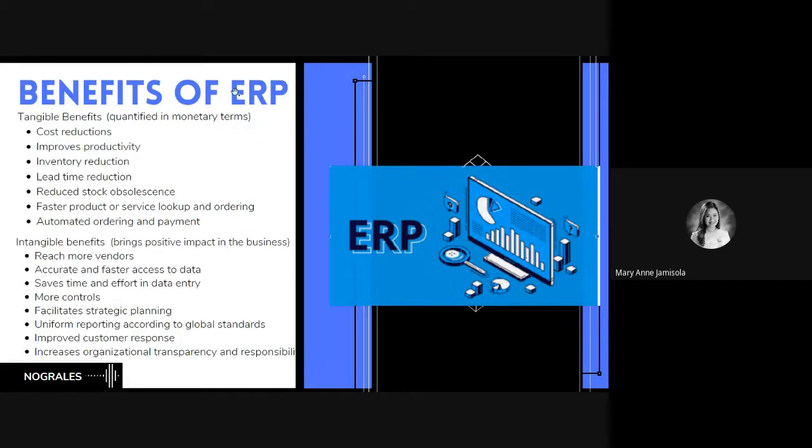So the benefits of using ERP could be tangible or intangible. Tangible when it comes to monetary terms. Let's say we'll be experiencing cost reductions, improvement of productivity, inventory reduction, lead time reduction, reduced stock obsolescence, faster product or service lookup and ordering, automated ordering and payment.